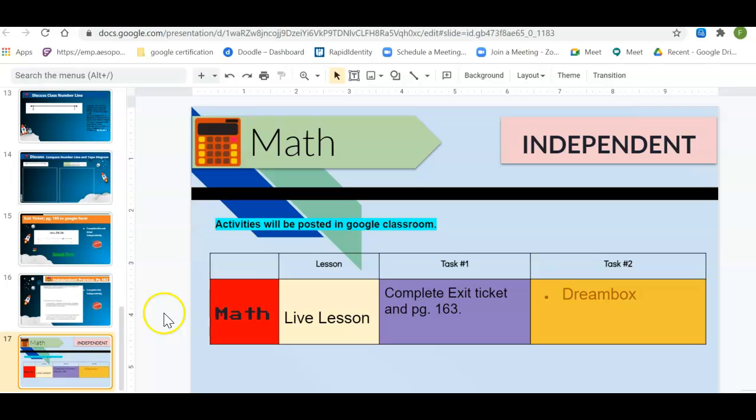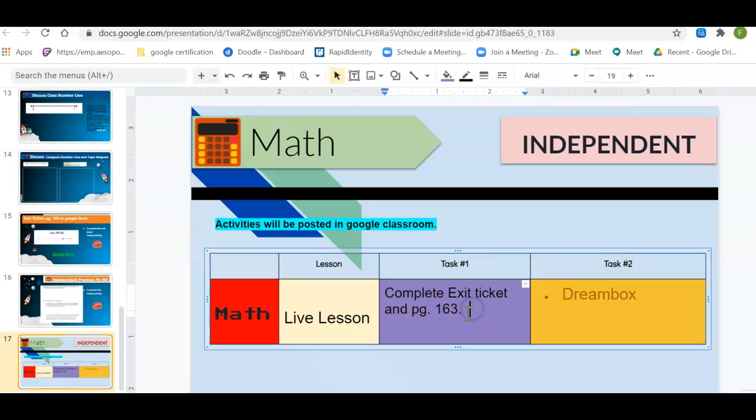And on our very last slide, a reminder: complete the exit ticket on page 163 and also the independent work. And also you're going to work on Dreambox for 15 minutes.